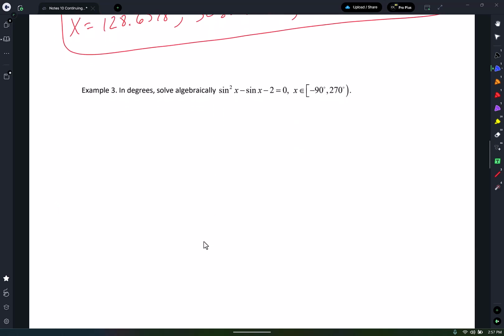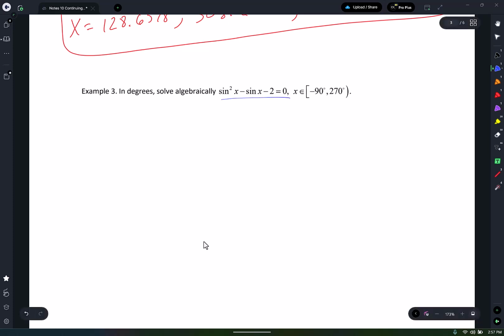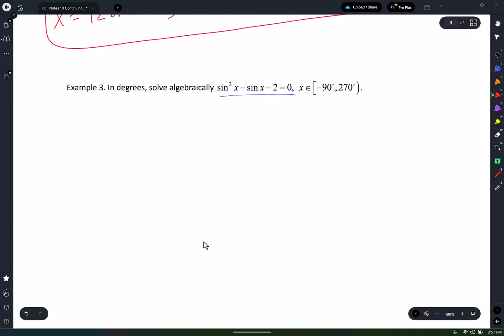All right. Let's see how we do with this. Don't worry, we'll be fine. Do you guys have issues with factoring from your algebra days? Or do you guys feel like you're pretty good? You don't feel like you're good? Okay. So it says in degrees, solve algebraically, all this stuff. Okay, let's see if we can first know how to factor.